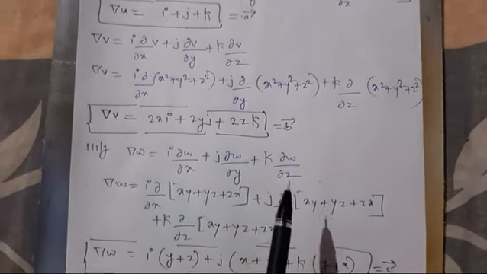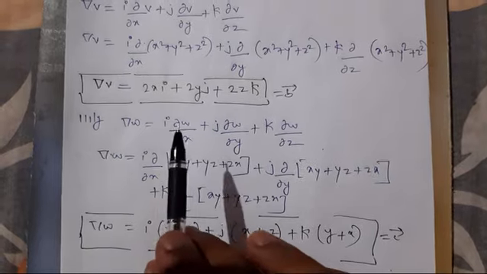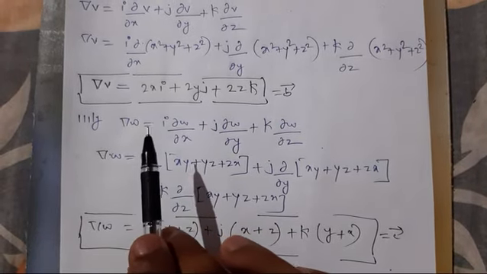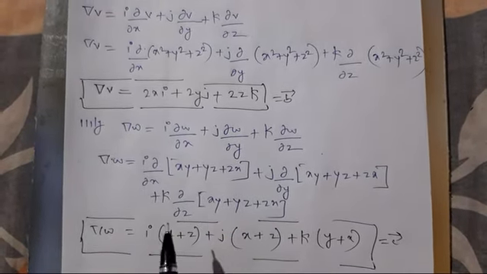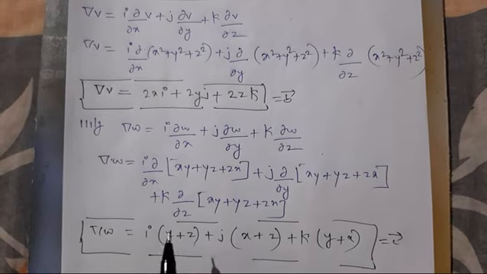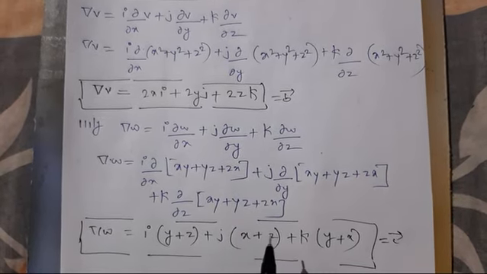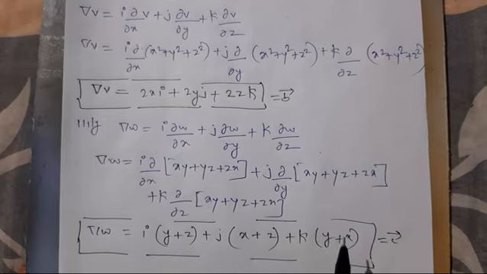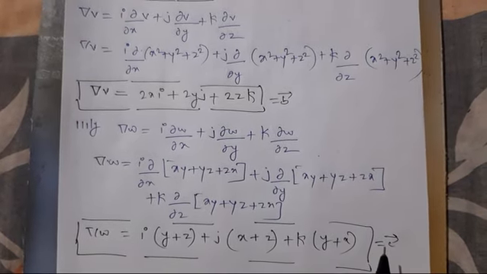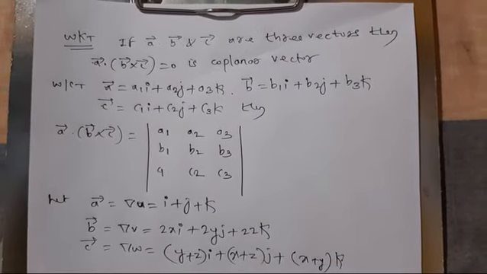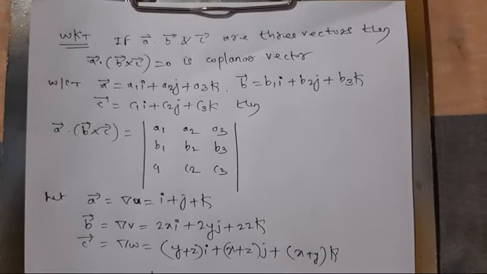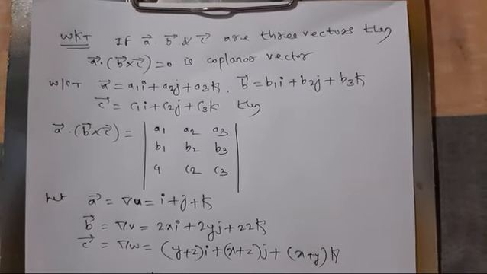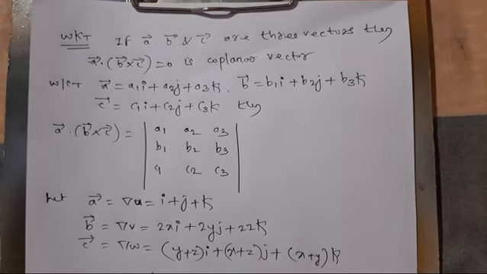Similarly, I will find gradient of w. So I will get here gradient of w equal to i into (y plus z) plus j into (x plus z) plus k into (y plus x). I will take this as vector C. So here we have to prove gradient of u, gradient of v and gradient of w are coplanar vectors.